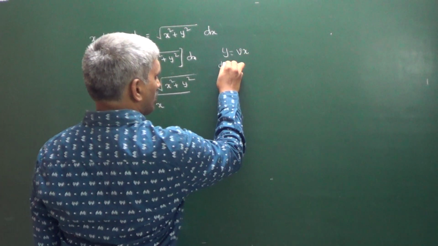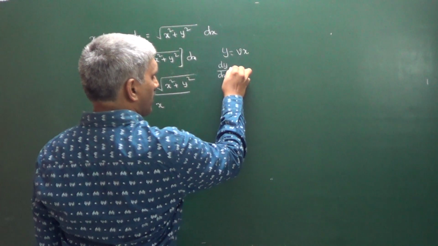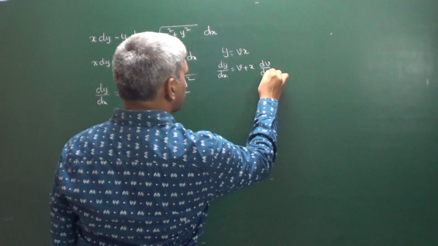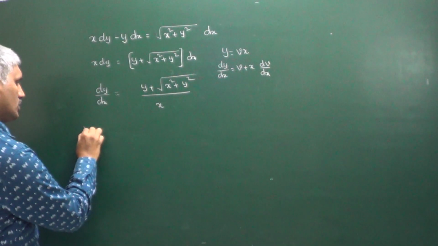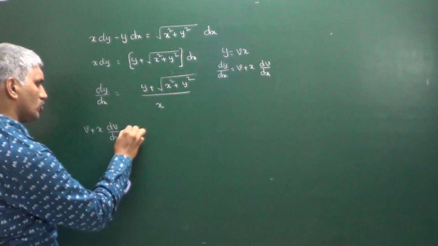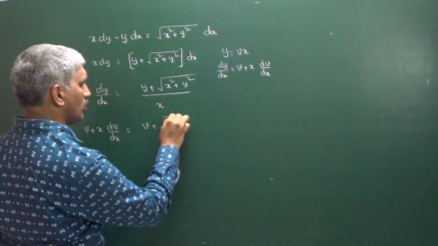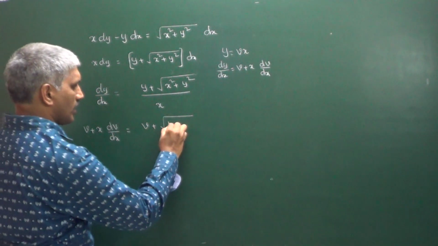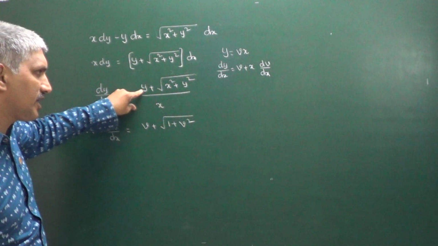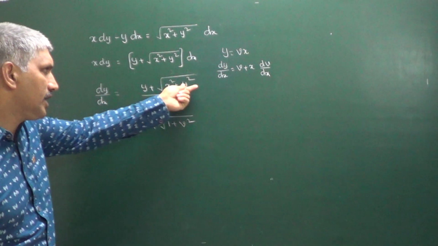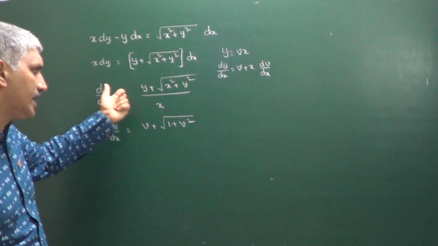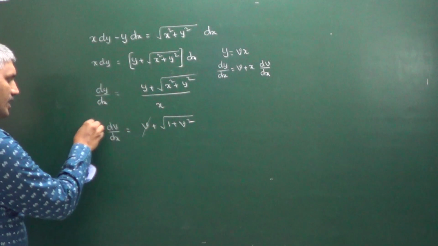Whenever we take y = vx, we have to write dy/dx = v + x dv/dx. I hope you can proceed comfortably now. This is v + x dv/dx = v + √(1 + v²). Clear? Because in place of y I wrote vx, here also v²x², taking x² common will come outside as x. Here also x taken common, cancel. Now both sides we can cancel v.